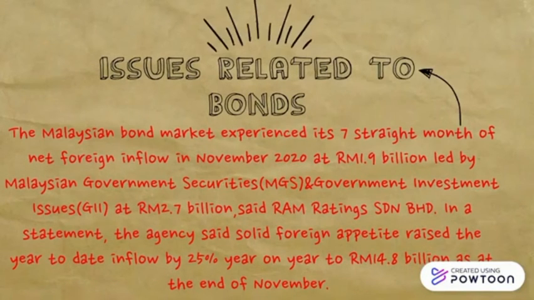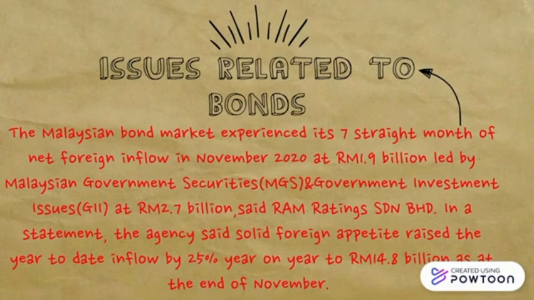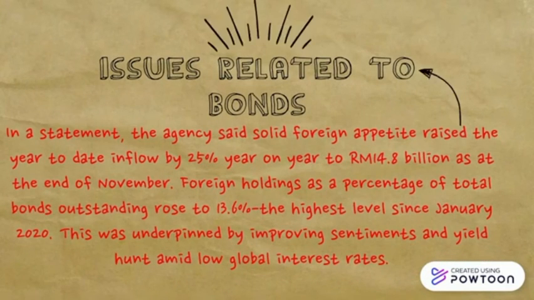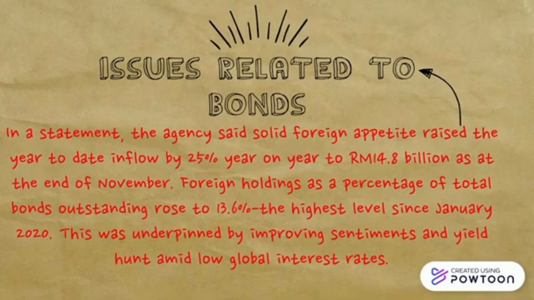Lastly, I'm going to discuss issues related to bonds. The Malaysian bond market experienced its 7th straight month of net foreign inflow in November 2020 at 1.9 billion, led by MGS and GII at 2.7 billion, said RAM Ratings. In a statement, the agency said solid foreign appetite raised the year-to-date inflow by 25% year-on-year to 14.8 billion as at the end of November.